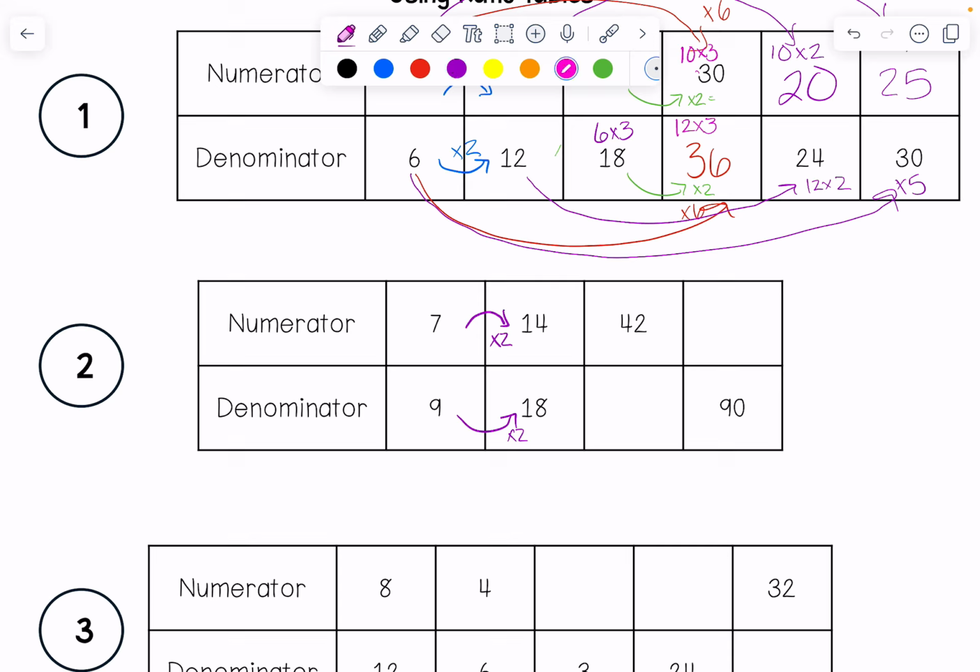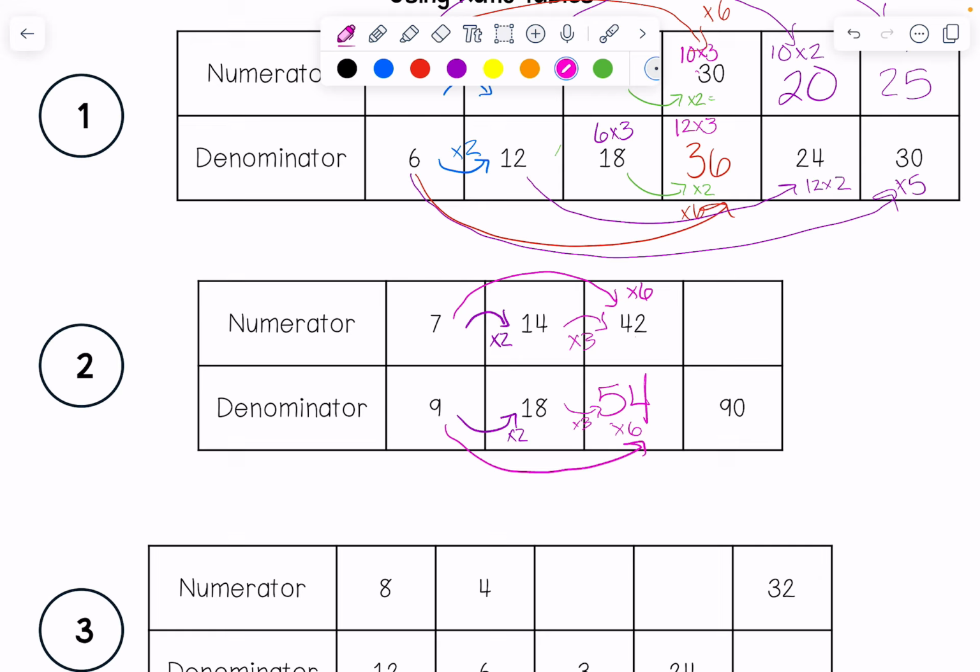Now, if we know our numerator is 42, some of you might see a connection between that 7 and the 42. You might realize that we scaled the numerator by 6 to get 42, and so we would want to do the same thing down here. So we would do 9 times 6 and get 54. That's one way to do it. We could also use the 14/18 to help us.